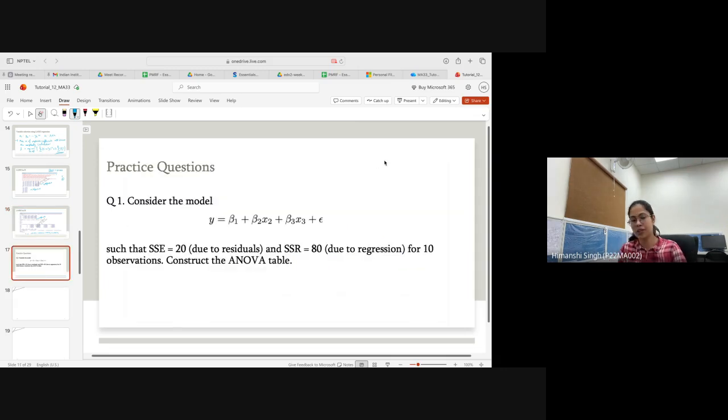Okay, so let me discuss this question. These are simple questions, not that hard and fast. If we have discussed all those things, then it is easy to discuss these questions. So just read this first question. Basically it is saying to consider this model. Here we can see that there are three coefficients, beta 1, beta 2, and so on.